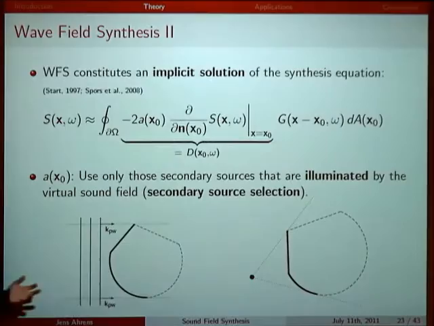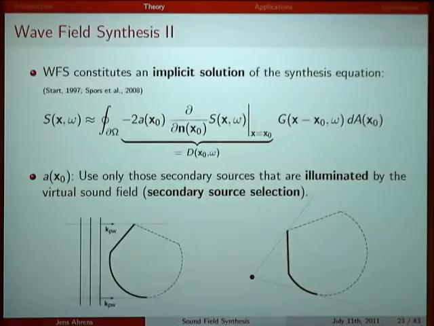This is kind of intuitive, but actually, if you analyze the exact solution, you will find that also the other secondary sources on the wrong side of the array, they also contribute, of course, in a very minor way, but physically, they contribute to the synthesized sound field, although it travels into the other direction. Okay, now the illustration of the accuracy.